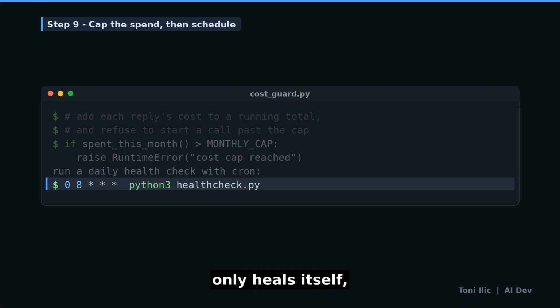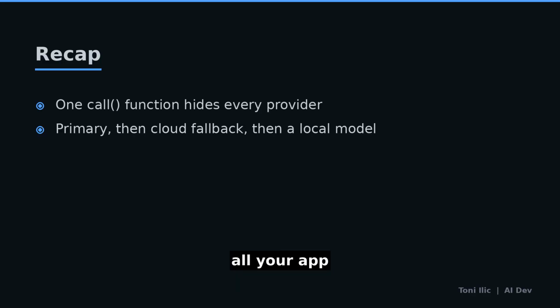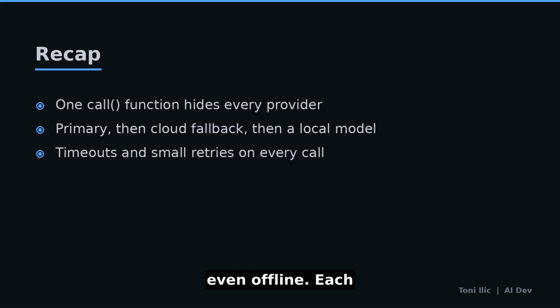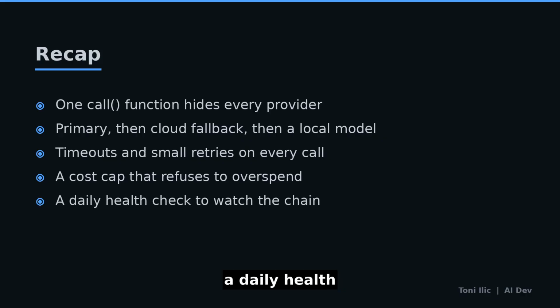Let's recap the whole system in one breath. Every provider hides behind one shared shape, so a single call function is all your app ever touches. That function tries your primary model, then a cloud fallback, then a local model that works even offline. Each call has its own timeout and a couple of quick retries, so slowness and blips turn into fast, recoverable failures. A cost cap adds up every request and stops you from overspending. And a daily health check keeps an eye on the whole chain. That's a genuinely dependable AI layer. In a couple hundred lines you can build today.